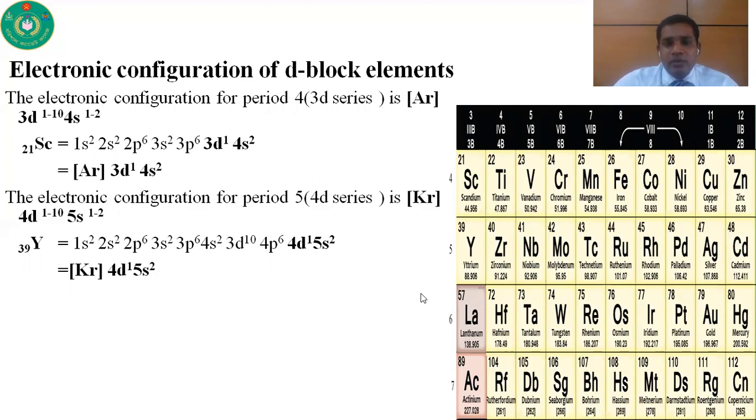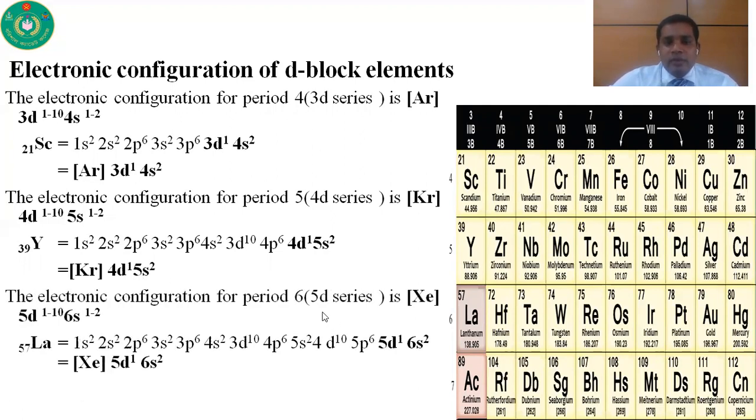Yttrium, its atomic number is 39, so its electronic configuration is krypton 4d1 5s2. In case of the 5d series, that belongs to period 6, it starts with xenon 5d1 to 10, 6s1 to 2, and its example is lanthanum. Its atomic number is 57 and its electronic configuration is xenon 5d1 6s2.